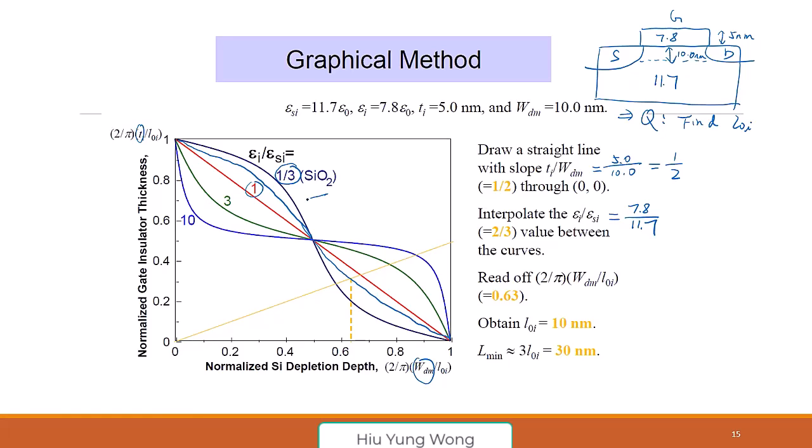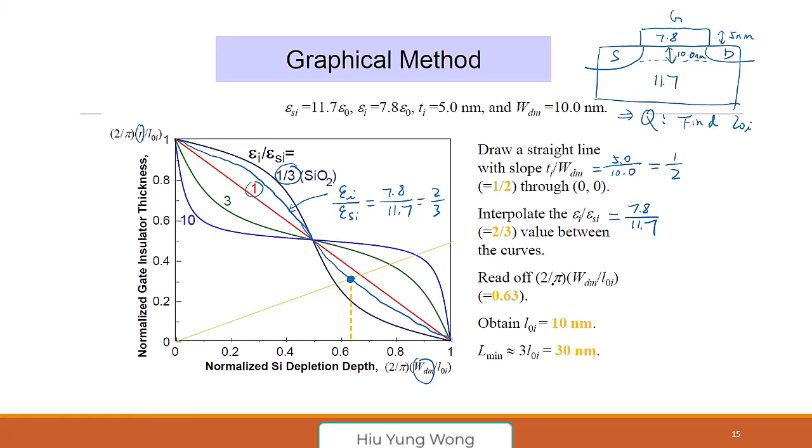Right? So this is the curve of epsilon I divided by epsilon Si equal to 7.8 divided by 11.7, 2/3. Okay? And then I will say that the solution is the intersection of this straight line and this curve, right? So I take this point, and then I can read out from here to find out what is the 2 pi.